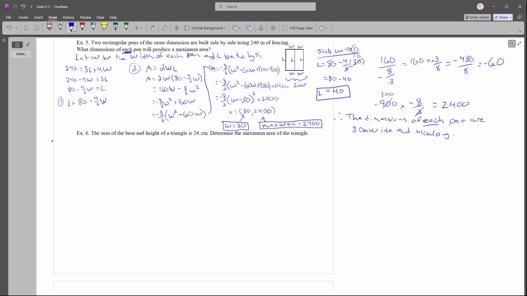So let's draw a picture first of all. So imagine this is my triangle. Okay. And my height goes down there. And my base is this entire area down here. There's my base. Okay, so let's keep it simple. Let B be the base and H be the height of the triangle.